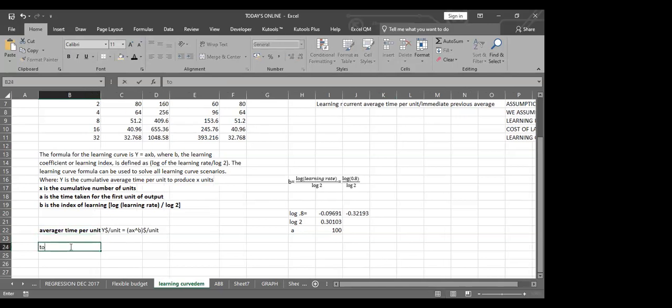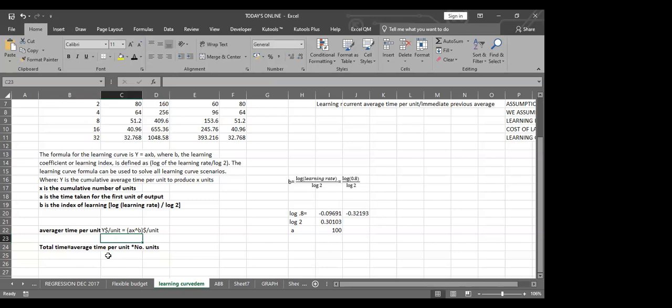So to get total time, not per unit, just total. Total is not per unit. You will take the average time per unit. Then you multiply with what? The number of units. Now, the number of units here is represented by X.